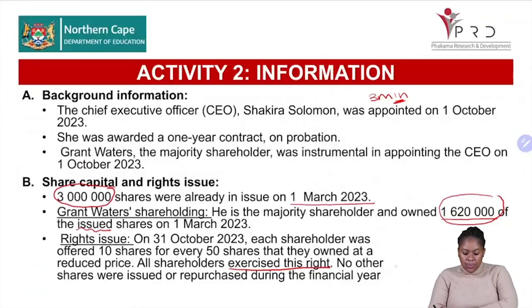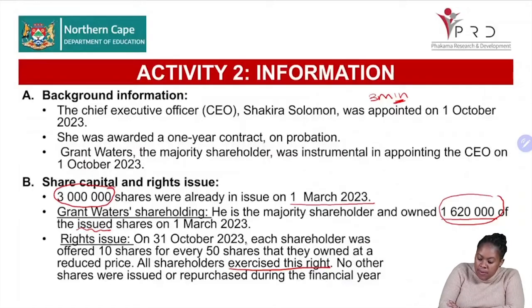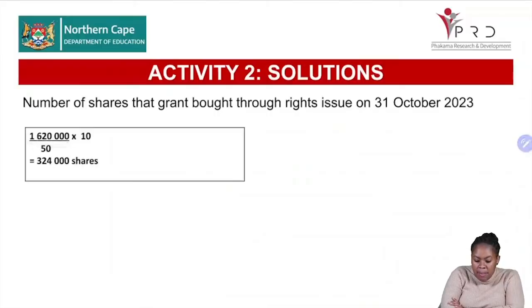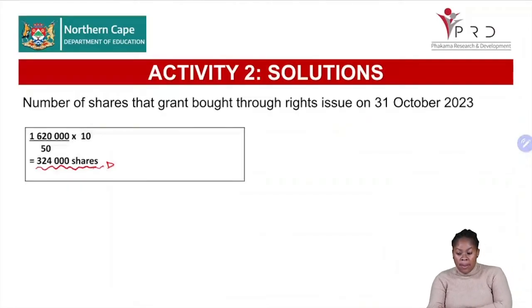All right. So let us quickly look. They said for every 50 shares they own, they will receive 10. Okay. So I'm going to say my 1,620,000 divided by the number of shares, right? And then I multiply that by 10 because they are offering 10 of that. Okay? So then that means that these are the number of shares that Grant Waters actually bought on the 31st of October.